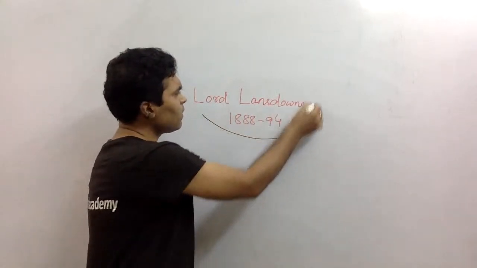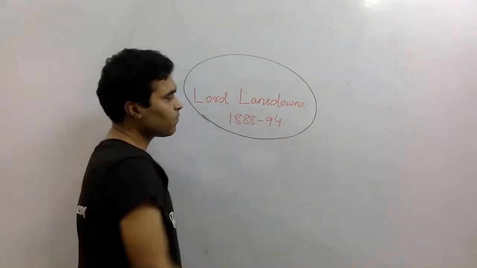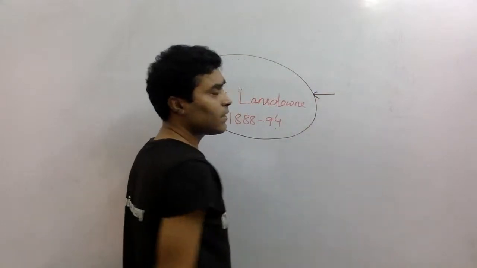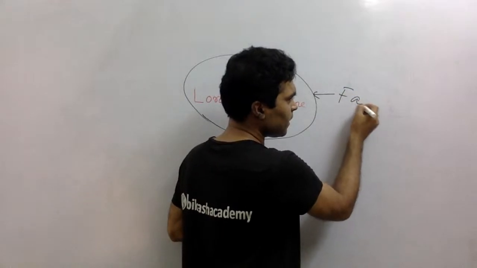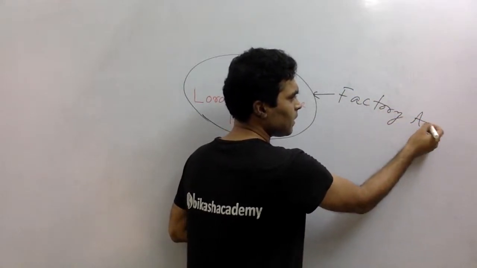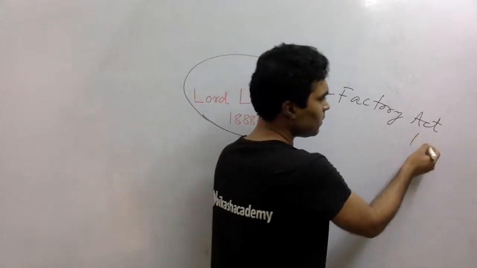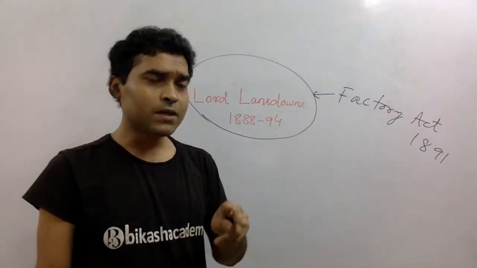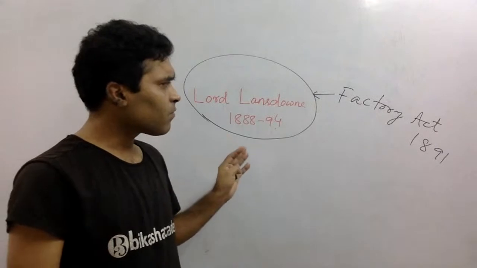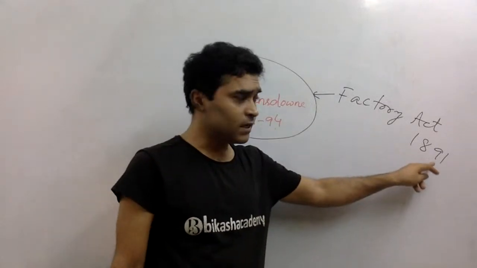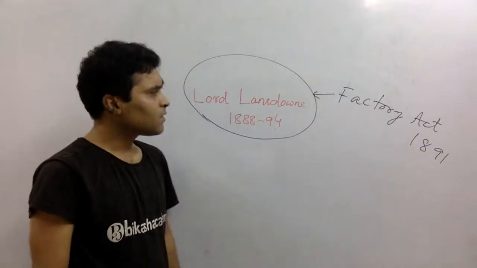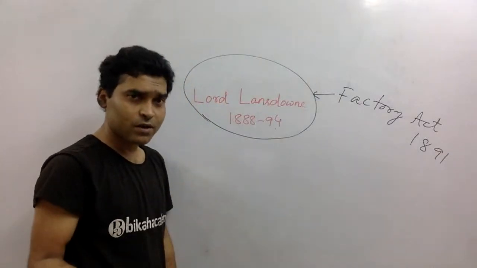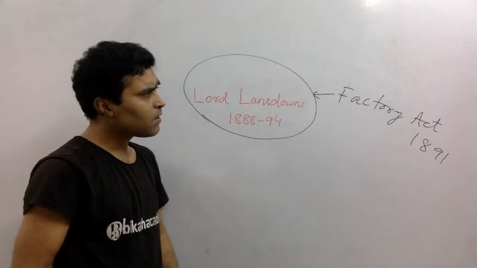He was Viceroy of India from 1884 till 94. During his tenure, the Factory Act was passed. Please remember the Factory Act, 1891. Actually, previously, the first Factory Act was passed in 1881. However, you should remember this Factory Act 1891 because a question may be asked: Factory Act 1891 was passed during which of the following viceroy? Answer is Lansdowne, right?